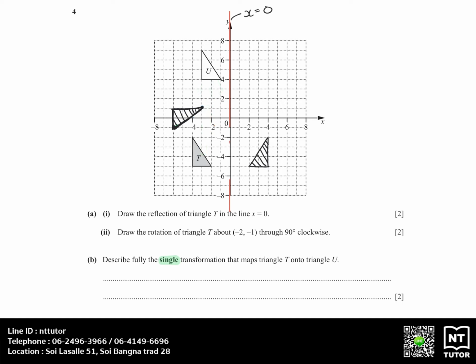If we look at both triangle T and triangle U, they're both the same size. They're both upright, but they're just in different positions. This means triangle T just got moved to triangle U, and that is called translation.